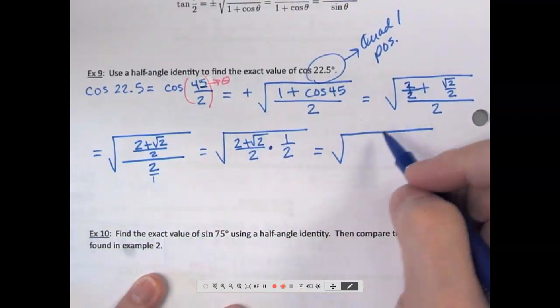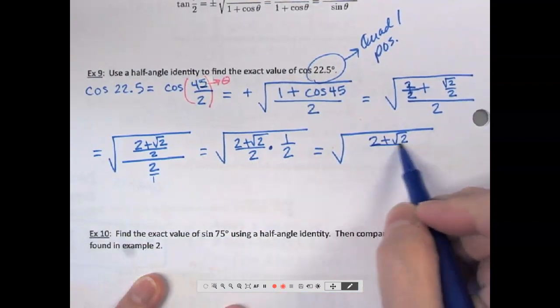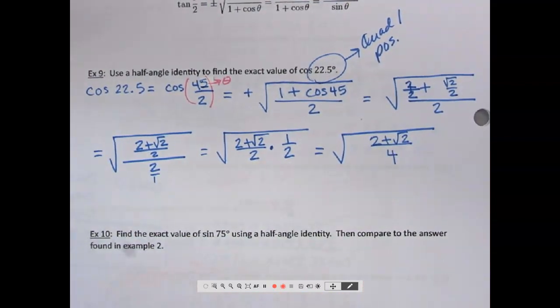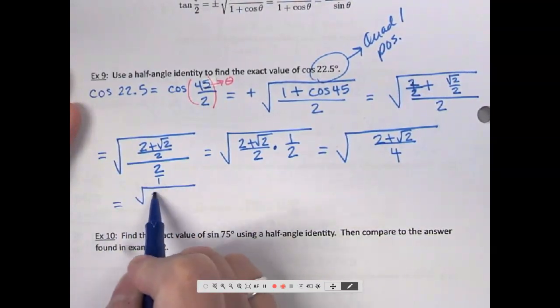2 plus square root of 2 times 1 is 2 plus square root of 2. 2 times 2 is 4. Okay, but 4 is a perfect square. Square root of 4 is more 2's. We got rid of 2's, now we're getting more 2's. Okay, so I'm going to change this. I'm going to put one more step in here.